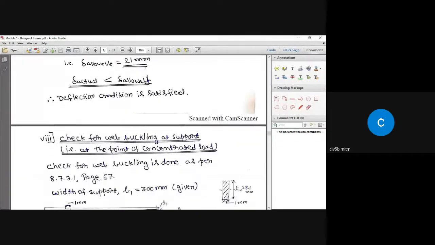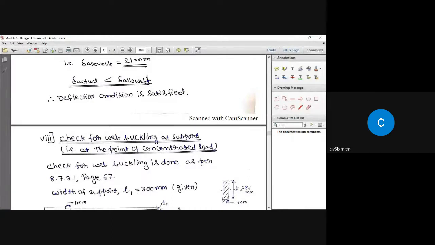So, good afternoon, guys. Yesterday we were discussing a design problem. Let me go through that briefly. The problem was not complete yesterday, and we only checked up to deflection. So, we are going to go further now. And before that, let me briefly explain what we have done until now.